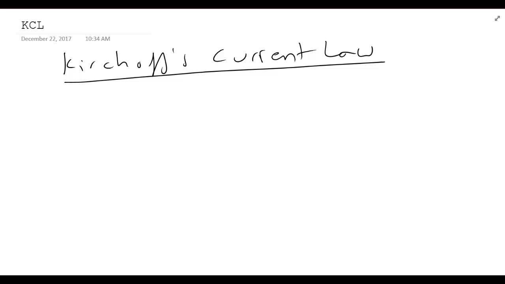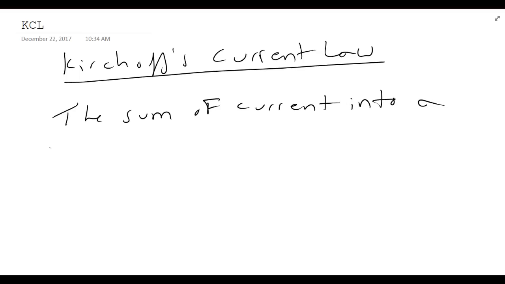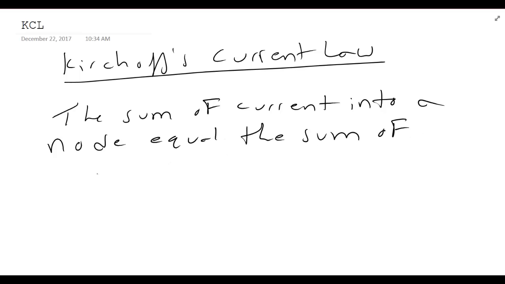Formally, Kirchoff's current law says the sum of all current into a node must equal the sum of all currents out. This is a direct consequence of the law of conservation of matter. Any electron that goes into something must come back out. I can't create them or destroy them.